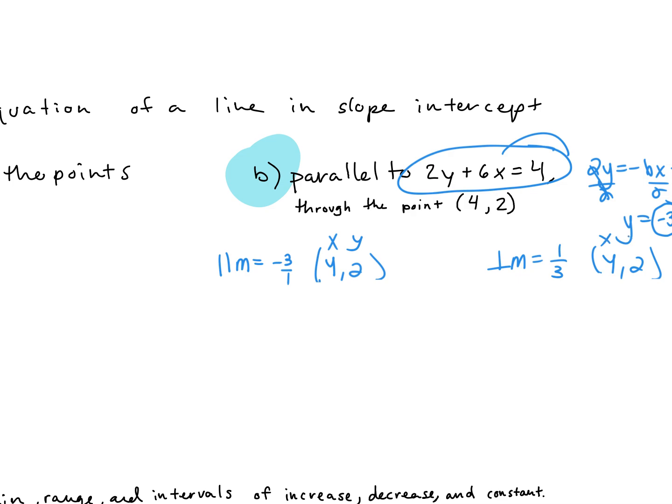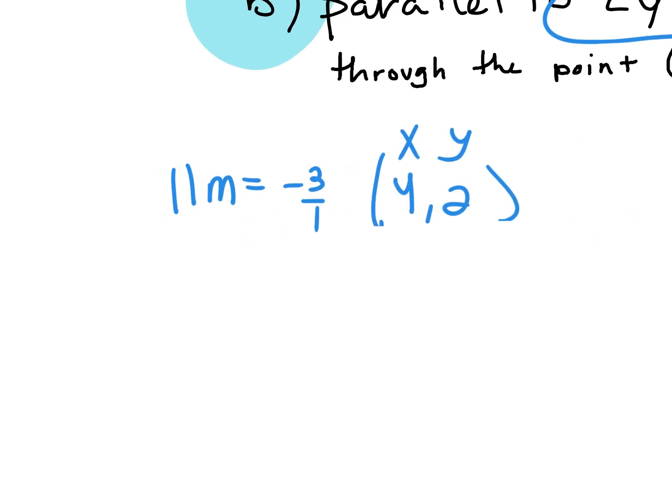So here's x and here's y. I'm going to use point slope form. I'm going to say y minus, what's the y they gave me? 2 equals negative 3 over 1, x minus 4.